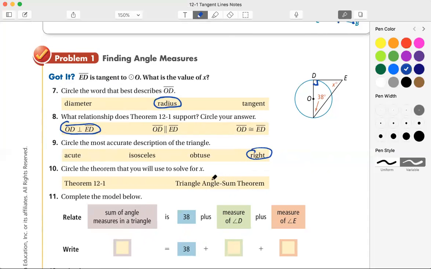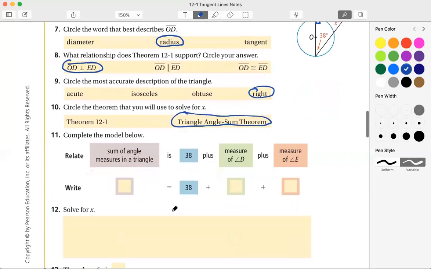So we can use the triangle sum theorem to solve for X. We're going to write 180 degrees equals 38 plus 90 plus X. And now we're going to solve. So 180 equals 38 plus 90 plus X. We're going to simplify. 38 plus 90 is 128.